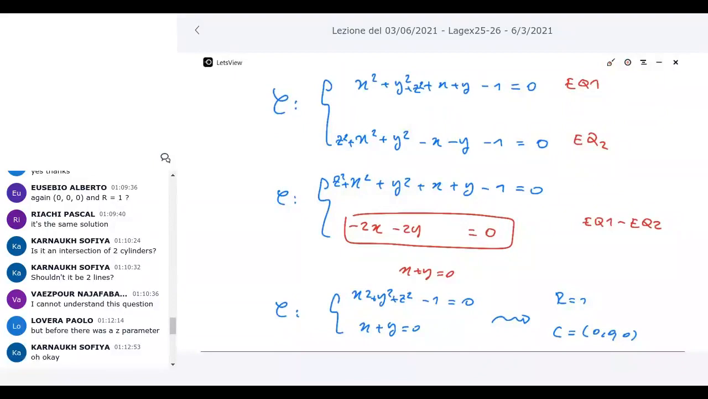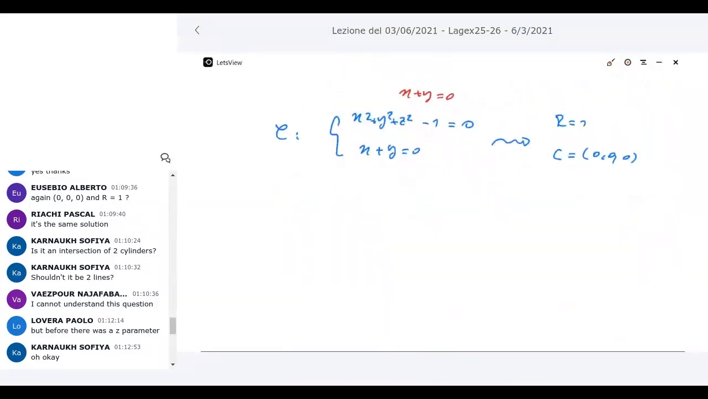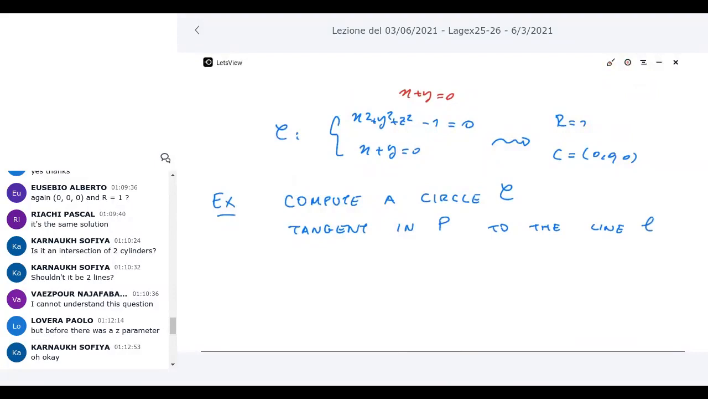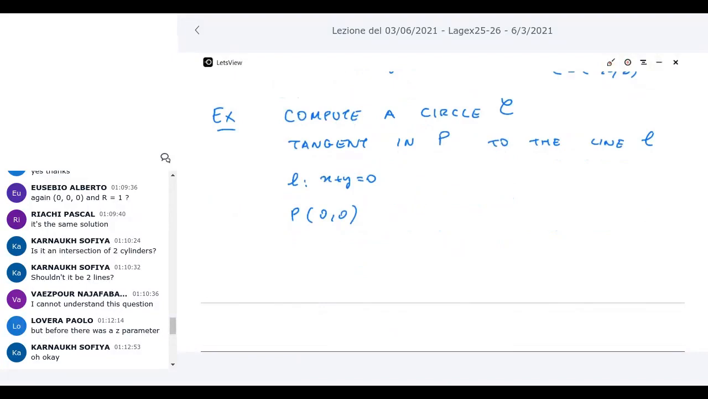Now we change topic a little bit and say, as an example, we want to compute a circle C tangent in P to the line L, in the case in which L is the line x plus y equals 0, and the point P is the origin. So graphically, what is the situation?